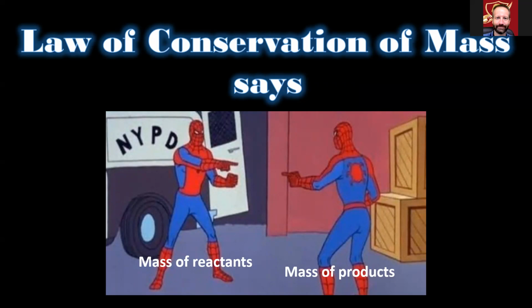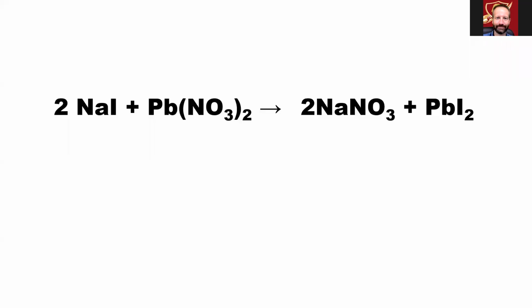Now, mathematically, what am I saying when I say the same? Equals. So we can totally, and we're about to prove it, say the mass of the reactants equals the mass of the products. So we're going to prove it with this one.